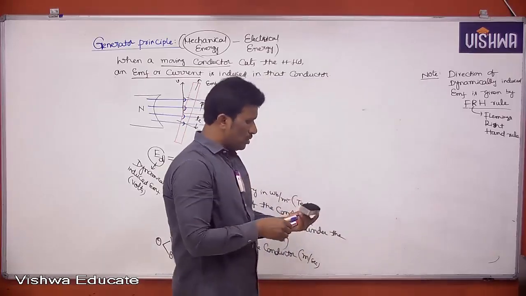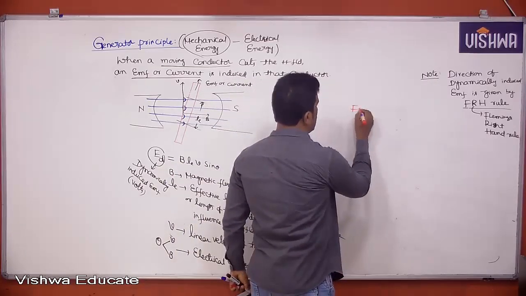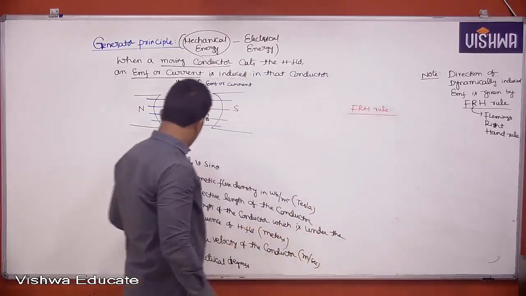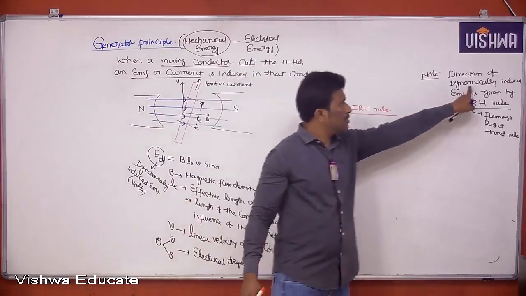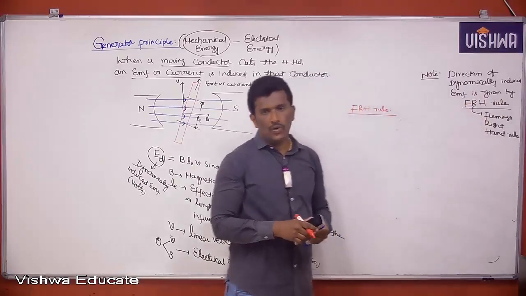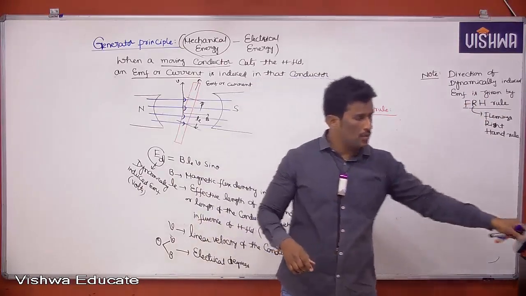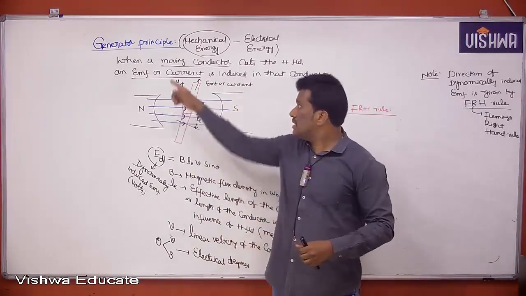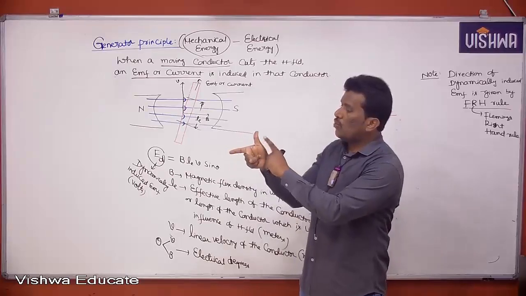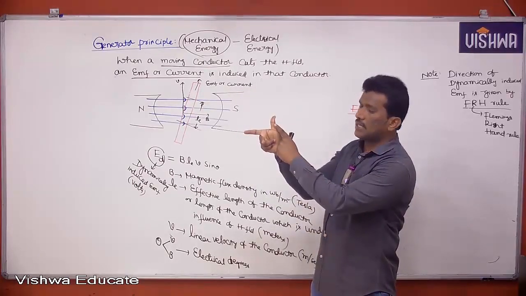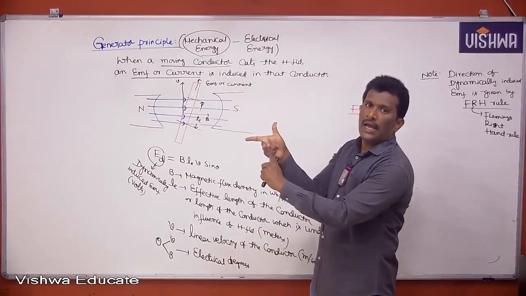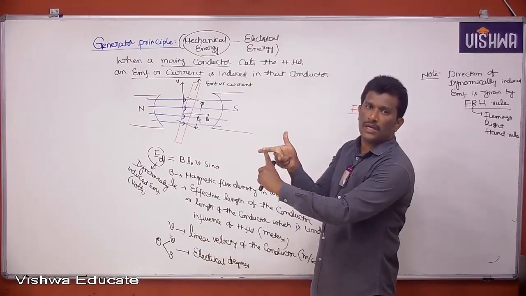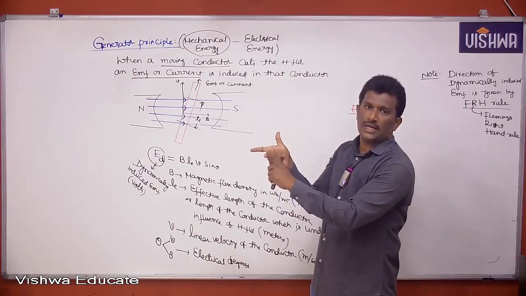If you want me to discuss Fleming's right hand rule, as I told you, the direction of dynamically induced EMF is given by Fleming's right hand rule. Whatever principle I told here, please state the same statement like this: when a moving conductor causes a magnetic field, an EMF is induced in that conductor.